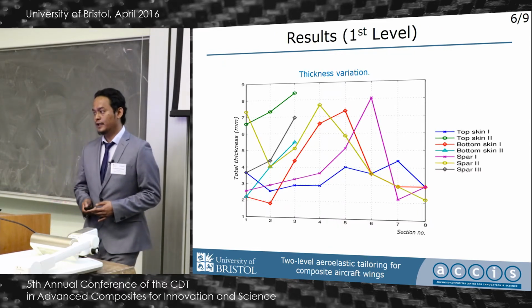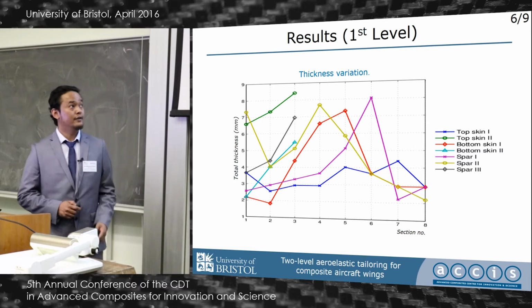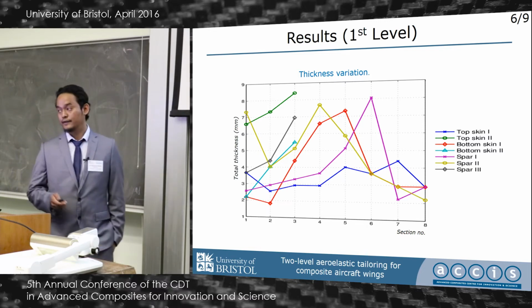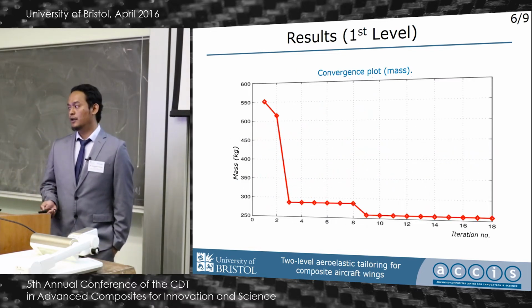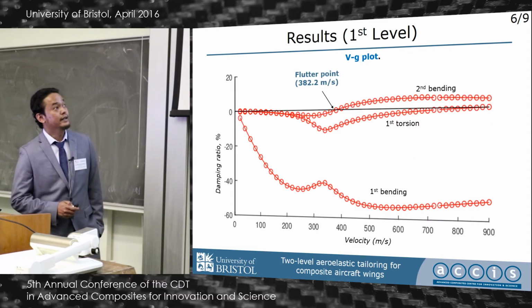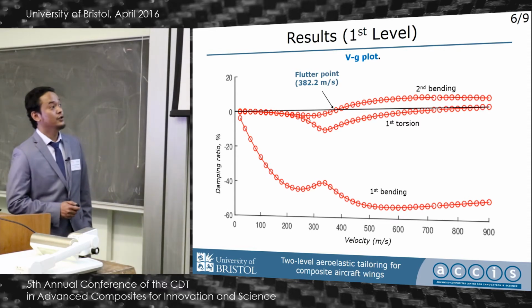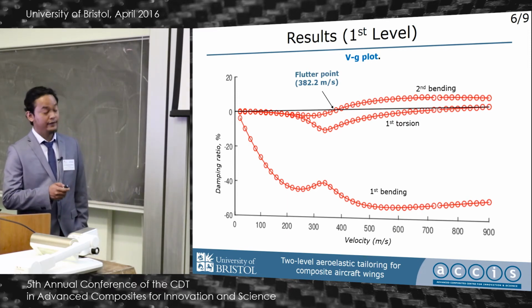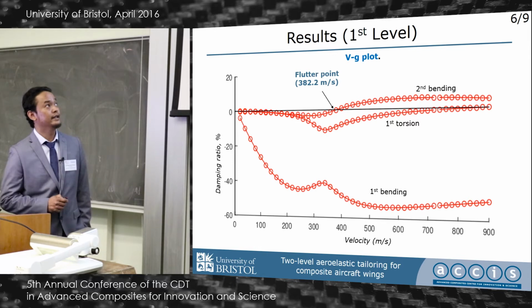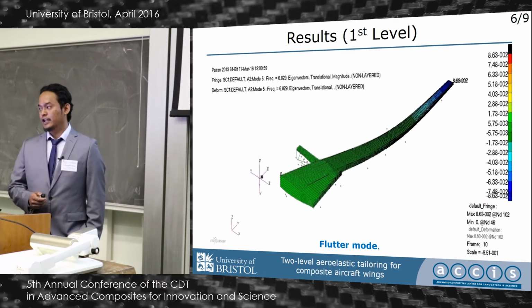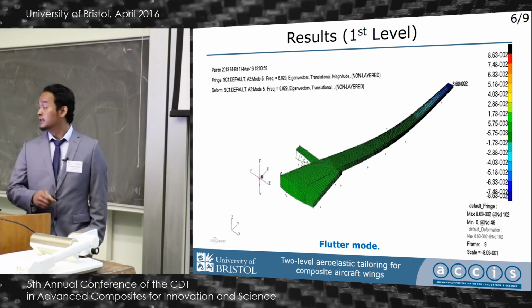Here is the result for first level optimization, the thickness variations for wing sections across the wingspan, for the skin and for the spar of the wing structures. This is the convergence plot for the mass of the first level optimization. And here is the result for the flutter analysis. We use the velocity against damping plot, also known as the VG plot. The flutter point is obtained when the damping is equal to zero. In this particular case, the flutter speed is around 380 meters per second. This is the animation for one of the flutter modes obtained.